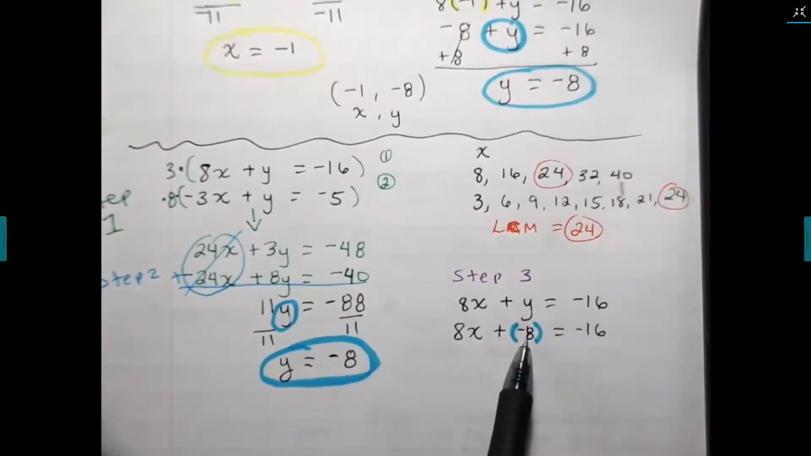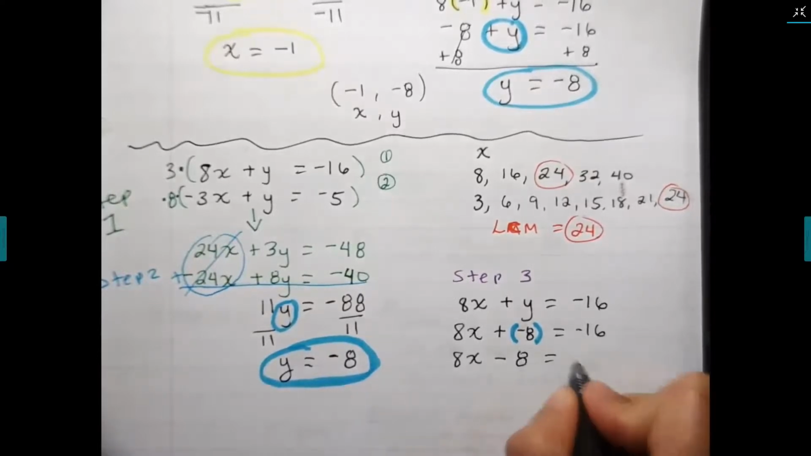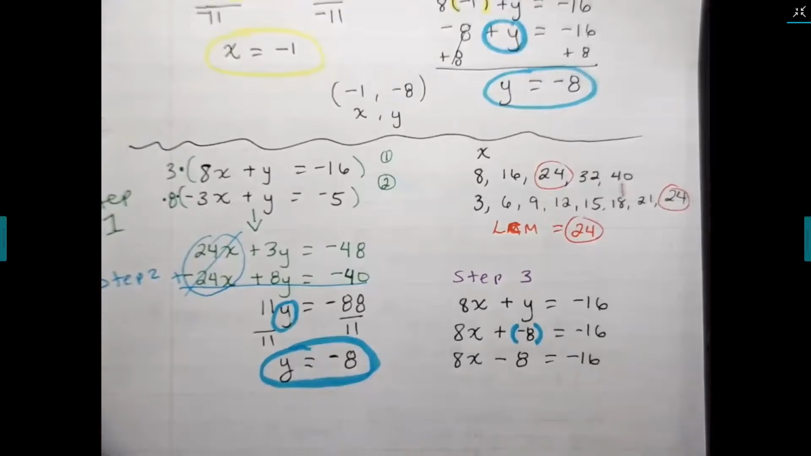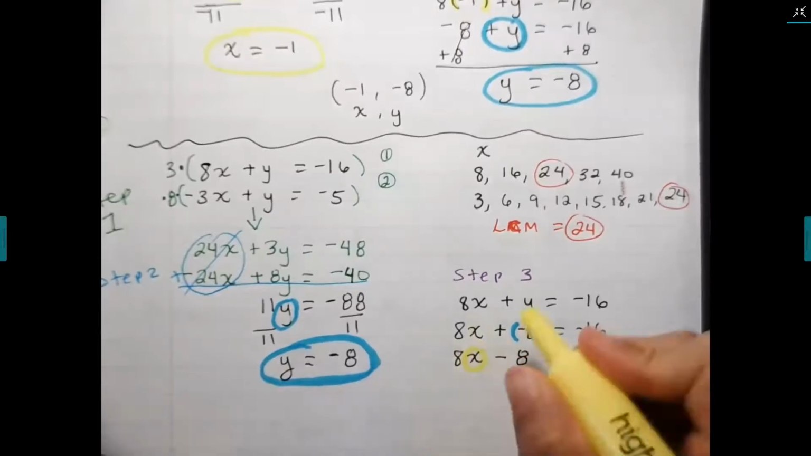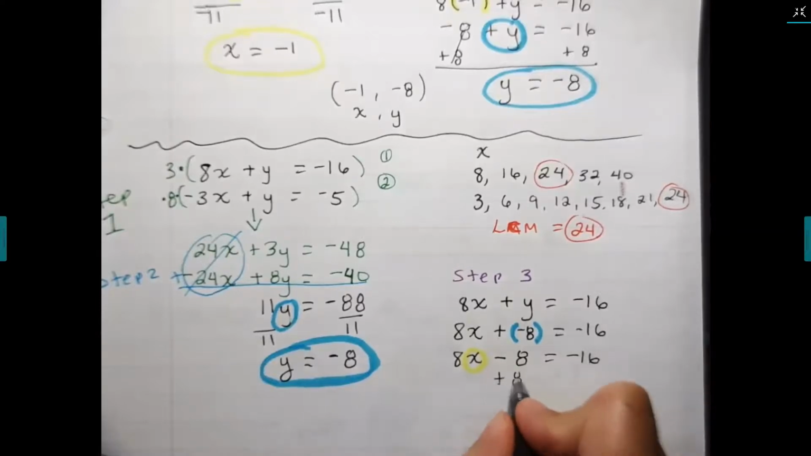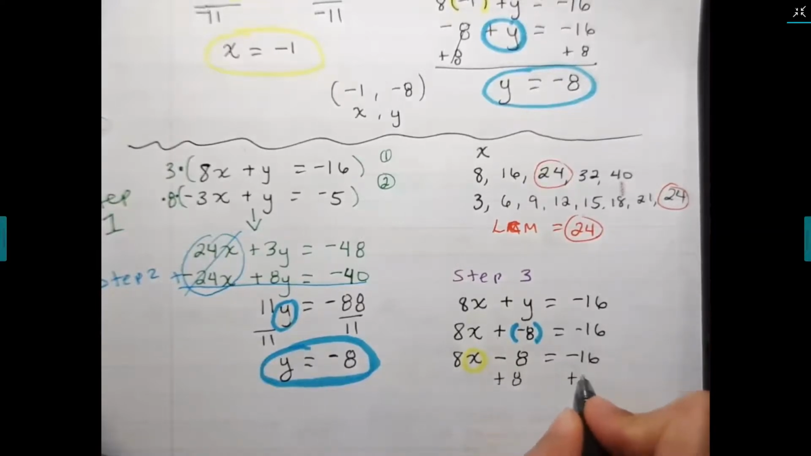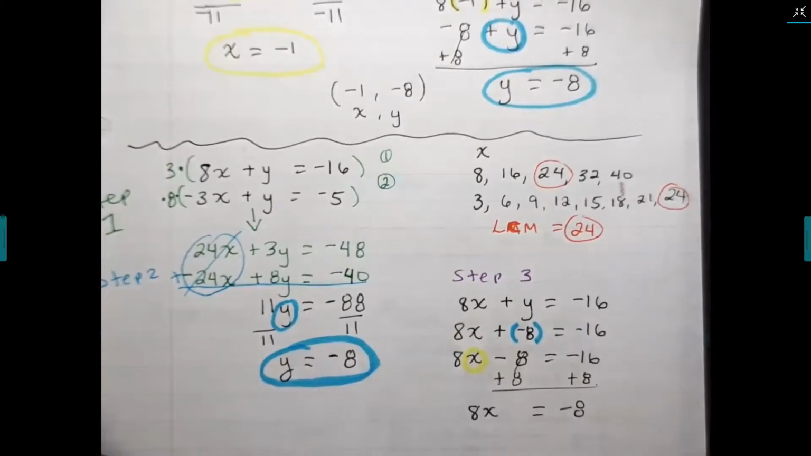If you add a negative, it really is short for subtracting. So I can rewrite this as 8x minus 8 equals negative 16. So now it looks like a nice, clean two-step equation. I'm solving for x. Okay, so I'm going to eliminate the constant first, or eliminate what's added or subtracted first. So opposite of minus 8 is plus 8. Bring down 8x. That's going to give me negative 8.